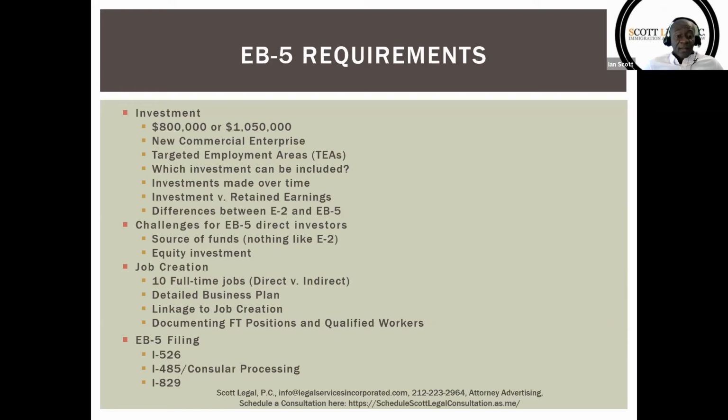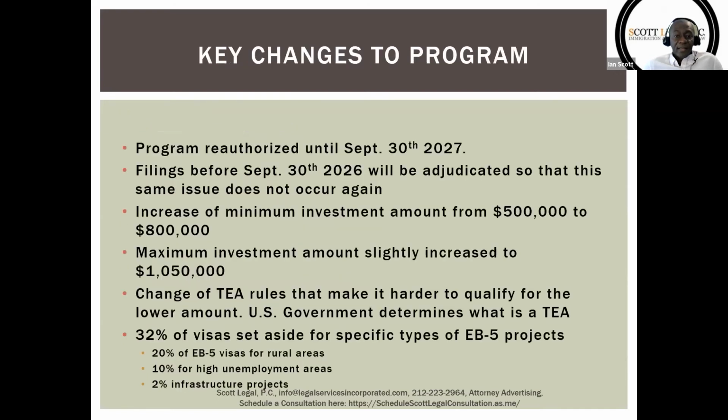The I-829 petition is filed after your I-526 petition has been approved and, through the I-485 or consular processing, you've actually received the green card. Then two years after you've had the green card, you would apply for an I-829 petition, which is a petition removing the condition. So you're basically showing the US government that you are actually able to create the 10 full-time jobs, right? Because with the I-526, you're saying, I will create the 10 full-time jobs. The I-829 is showing that I have created the full-time jobs.